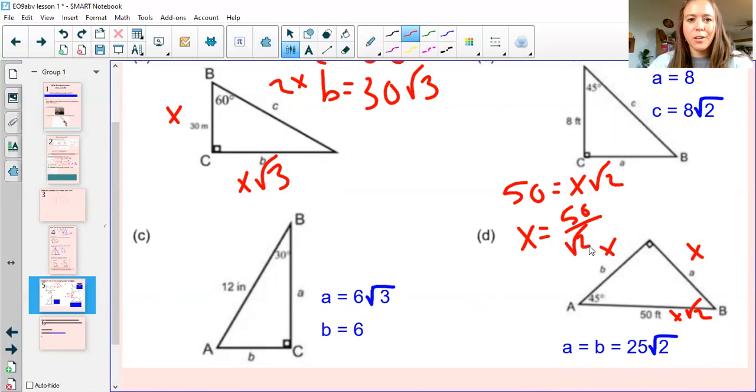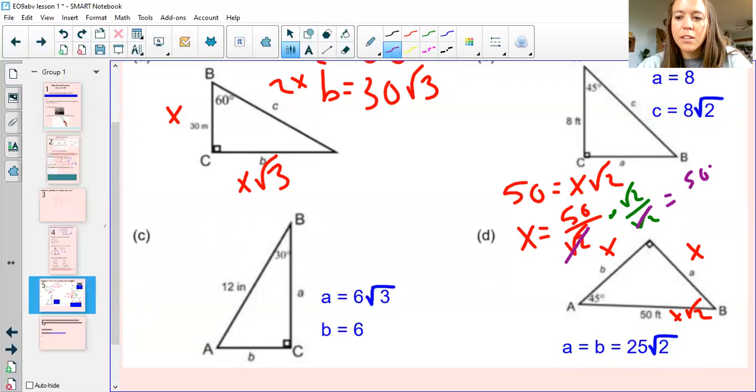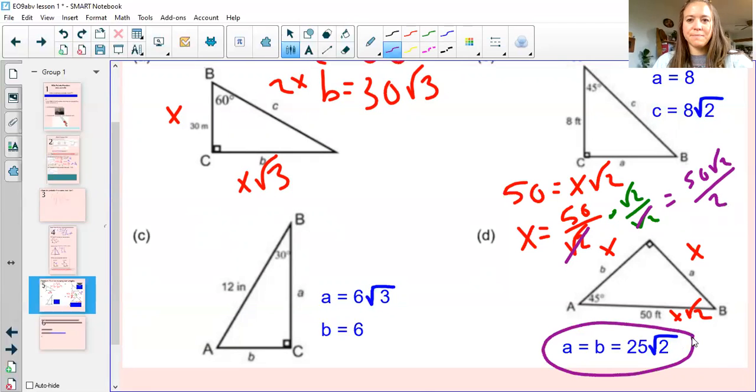Now I don't like that square root of 2 in there. So what I'm actually going to do is multiply the top and bottom by the square root of 2. These square roots actually cancel out. So I'm left with 50 square root of 2, divided by 2. And we know that 50 divided by 2 is 25. And we get our lovely answer down here.